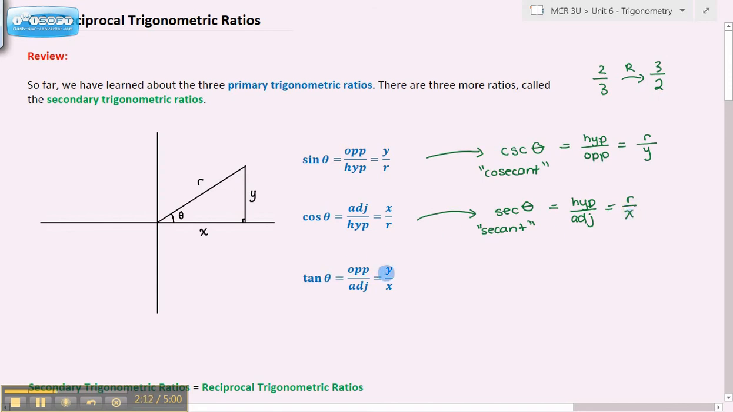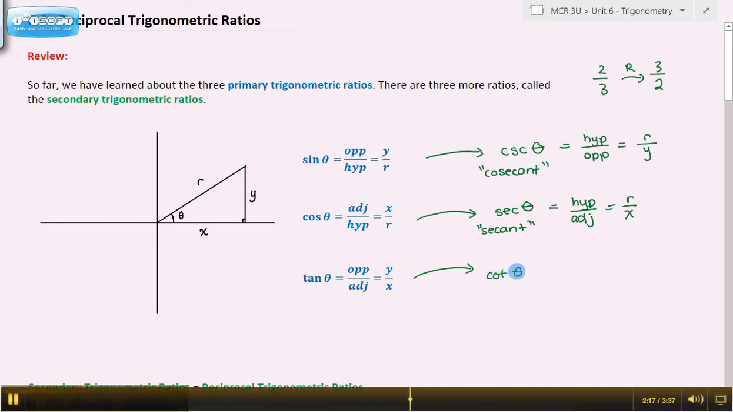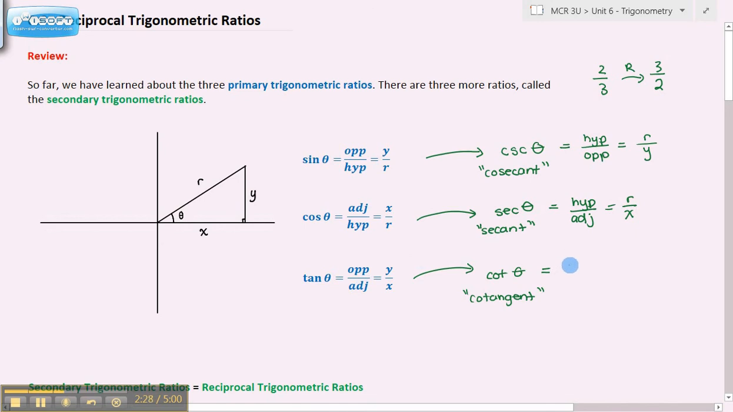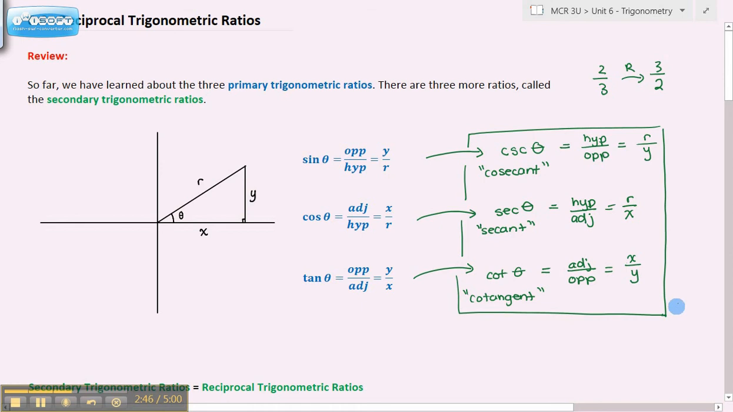Then for tan of theta, the reciprocal function for tan of theta is what we call cotangent theta. So, written out as this. So, since tan is opposite over adjacent, cotangent is adjacent over opposite. And instead of y over x, it's going to be x over y. So these three additional ratios are what we call the reciprocal or secondary trigonometric ratios.